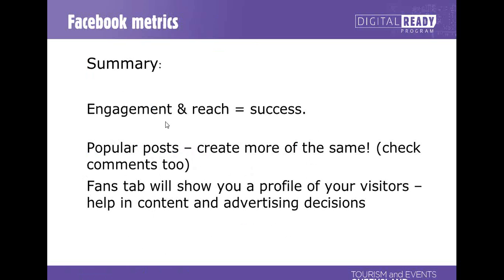So in summary, for Facebook metrics, engagement and reach. Engaging as many people as possible, getting likes, comments, shares, increases your reach, and your engagement is what you want in Facebook. So if you are getting popular posts, create similar ones. Obviously not the same post every time. Try and make it interesting. And of course, don't forget to check the comments. Don't just look at your insights, because you might get a lot of stuff happening with a post, but it might all be complaints. So make sure you read them first and make sure they are actually positive comments.